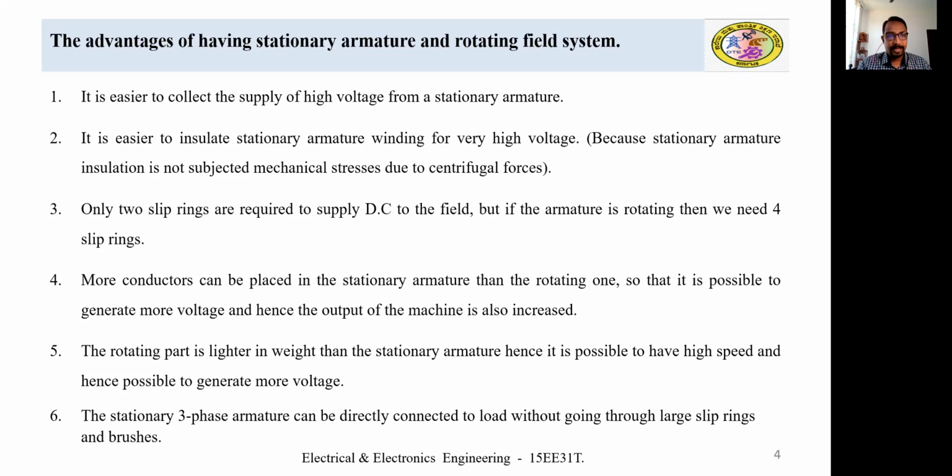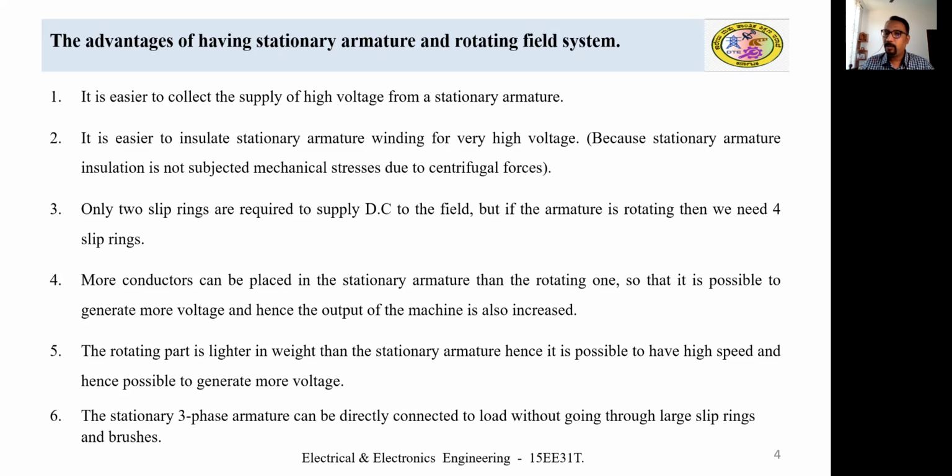Let me repeat once again. What are the advantages of having a stationary armature over a rotating field system? The first one: it is very easy to collect a supply of very high voltage from a stationary armature. Second: it is very easy to insulate a high voltage winding because of the absence of mechanical stresses on the insulation. The third point: if the armature is stationary, we need only two slip rings and two brushes. If the armature is rotating, we need four slip rings and four brushes.